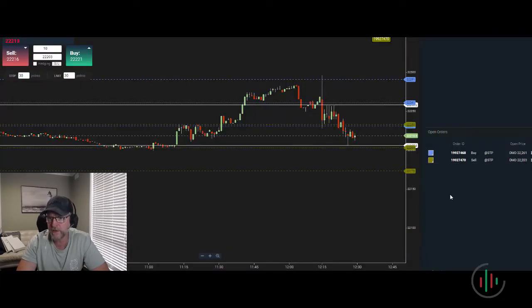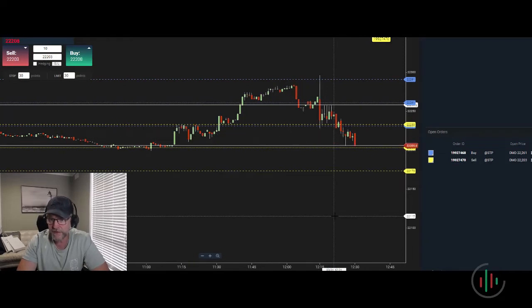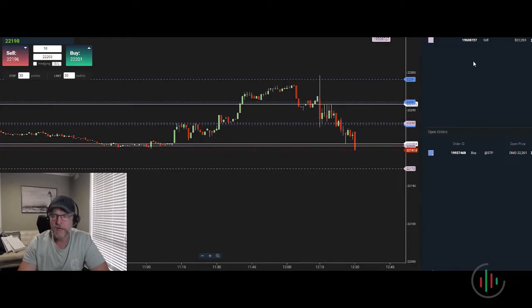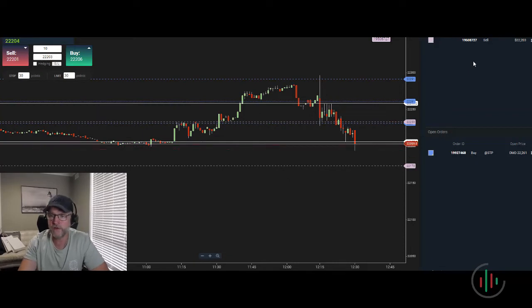And I think it triggers almost straight away, give it about 1 or 2 seconds. So there we go, kicked off and triggered, boom, just there. So we're now short, sold 10 at market at 22,203, and my profit target will be 73 with my risk at 33.